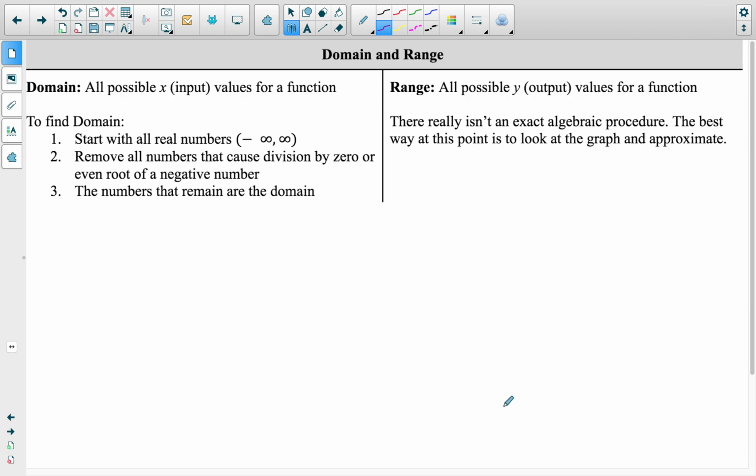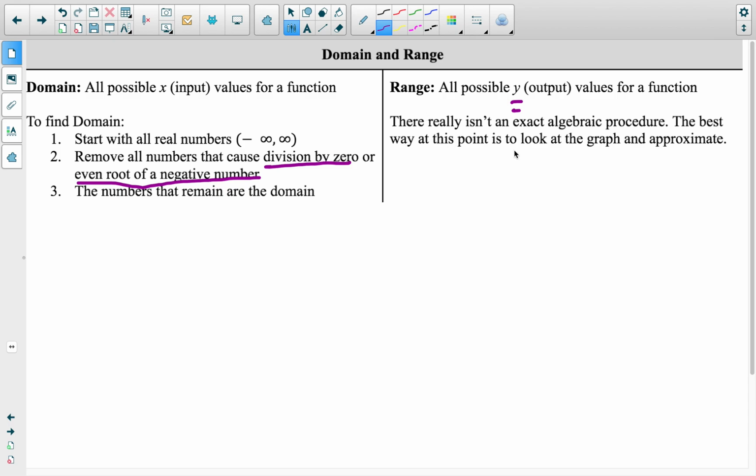So a lot of information here. Domain and range are also going to come into account. Remember that domain is all your possible x values for a function. Range is all your possible y values. To find domain, in general, we start with all real numbers, and then we remove numbers that would cause division by 0 or taking the even root of a negative number, because those things are undefined. The numbers that remain are the domain.